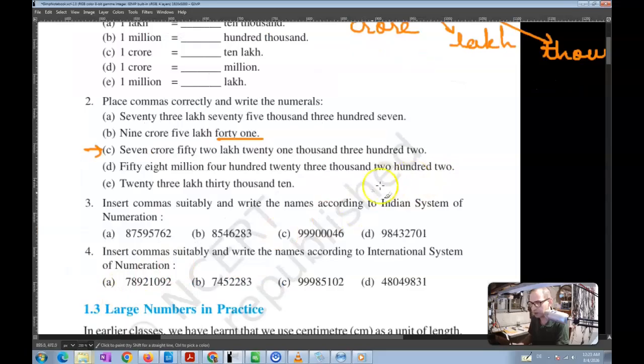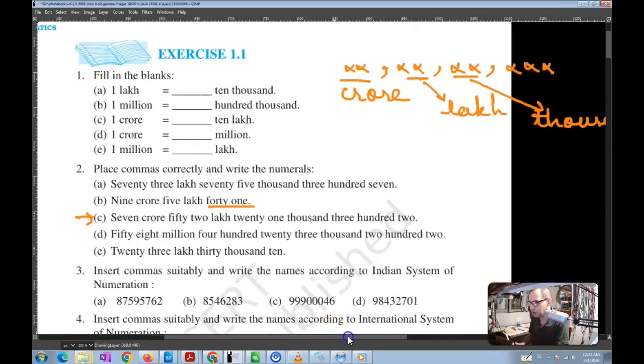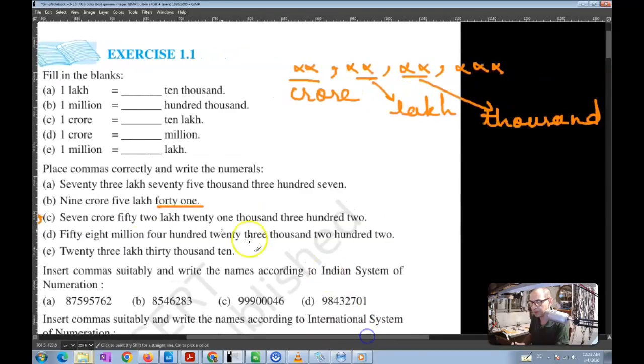Make this bigger so that you can see this. So then again, basically we have 7 crore, so you will start essentially with the crore part. 7 crore 52 lakh 21,302. So that's 7 crore 52 lakh 21,302.